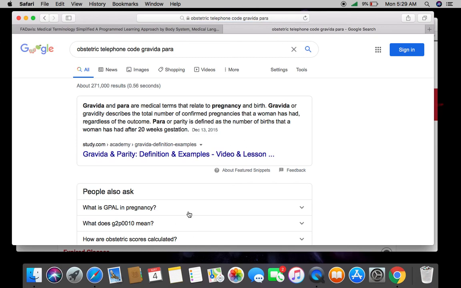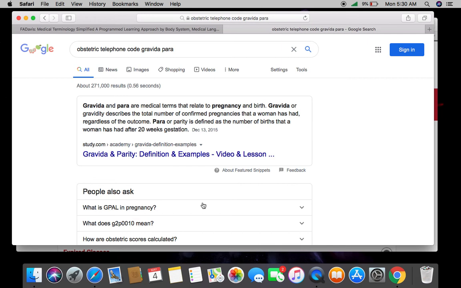So you have these codes like G and P. G means gravida, the total number of confirmed pregnancies, and the P, para, or parity, is the total number of births that had post 20 weeks age of gestation, or AOG. Now, a typical mommy goes to 40 weeks, and you can go as far as 42 weeks.